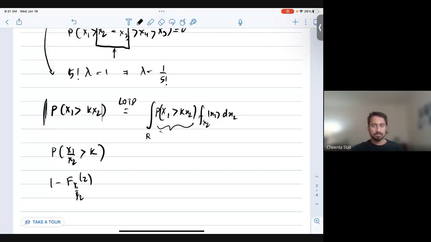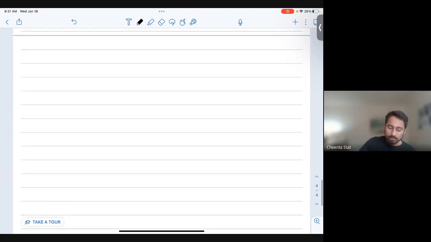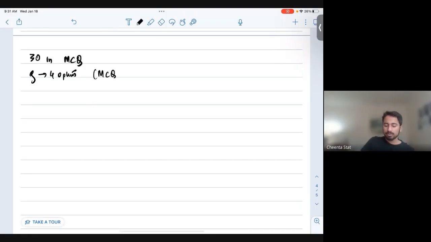Probability. So there are 30 questions in an MCQ. Each question has 4 options. One is to be marked. It's an MCQ. Okay, just one to be marked, and 3 candidates A, B, C.